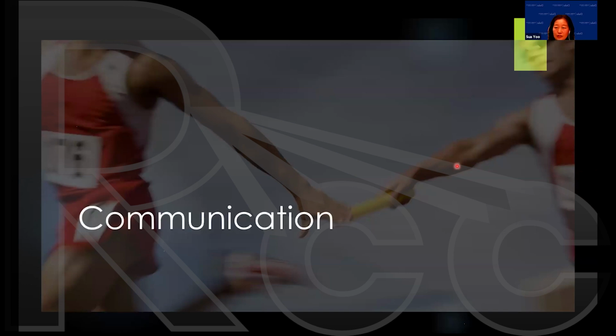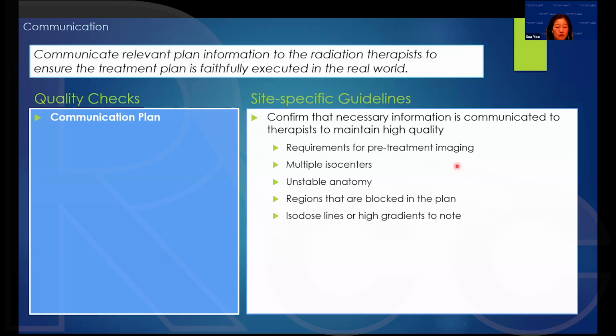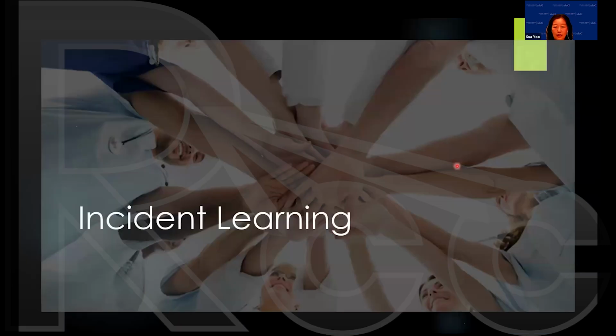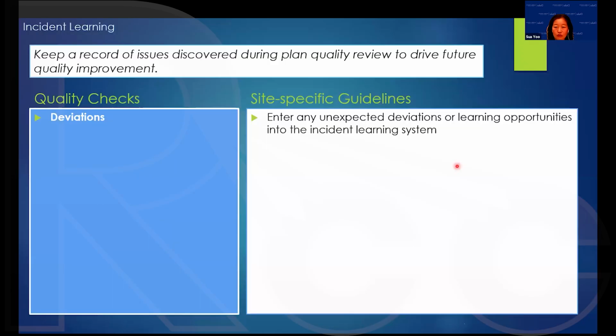Some of this communication, I didn't have any specific one. Some of the setup notes, bolus placement, breathing, breath hold, those notes should be communicated to therapists. And incident learning, if you have any incident or if you find the dosimetry is doing something not correctly, you share with the breast team and make sure that we all understand we are all on the same page. So we prevent the deviation, and also it's good to be consistent so we don't get confused. So always communicate well with the therapist and dosimetrists and physician.